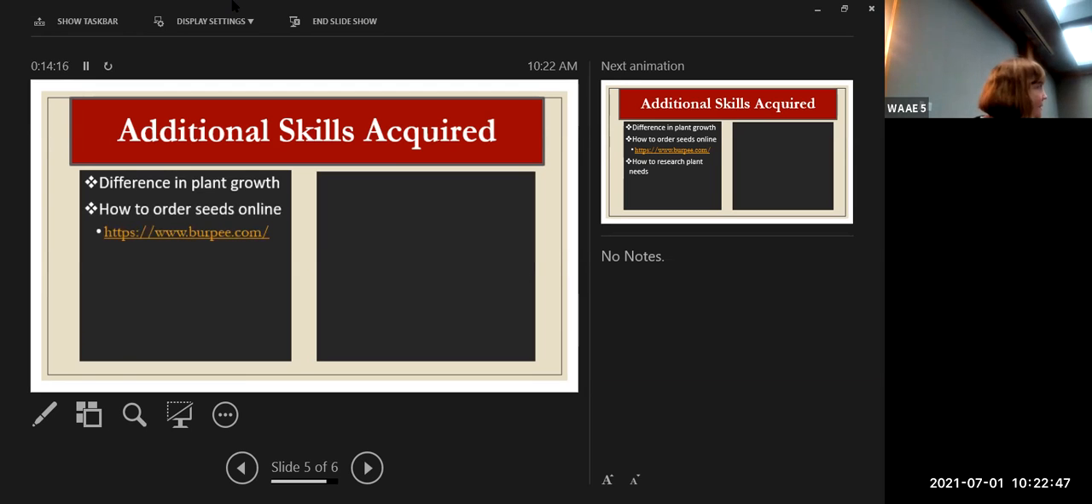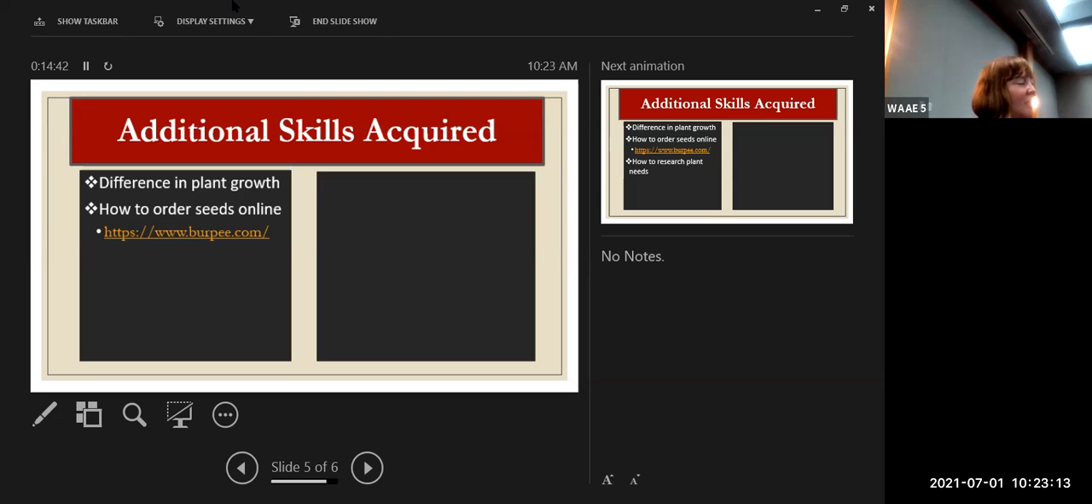Also, how to order seeds online. I go to burpee.com to have students actually look up information and research their type of plant so they know exactly how to care for it in the greenhouse, but also how to care for it when they take it home. So it talks about sunlight requirements, water requirements on there. It gives them germination rate for the seed types. It's a really great resource, all free, to be able to access that.